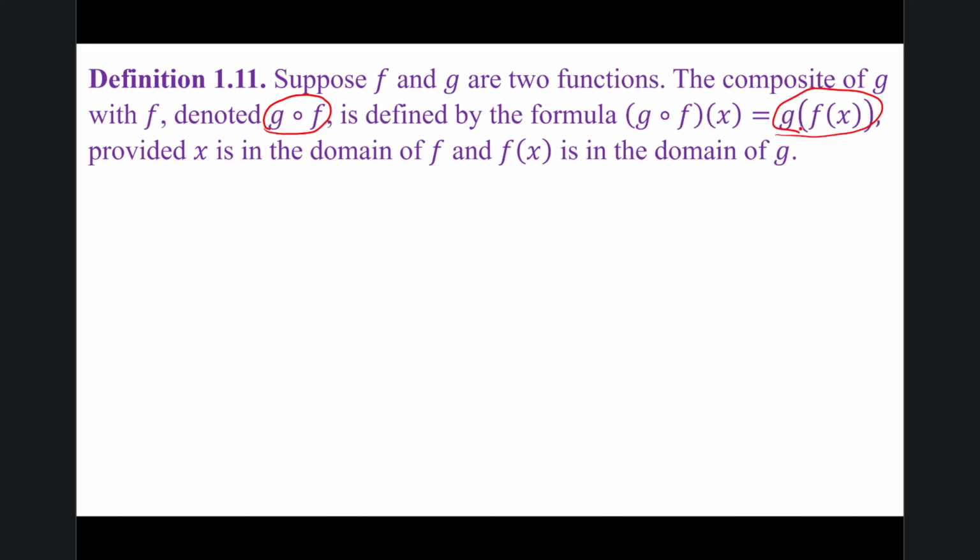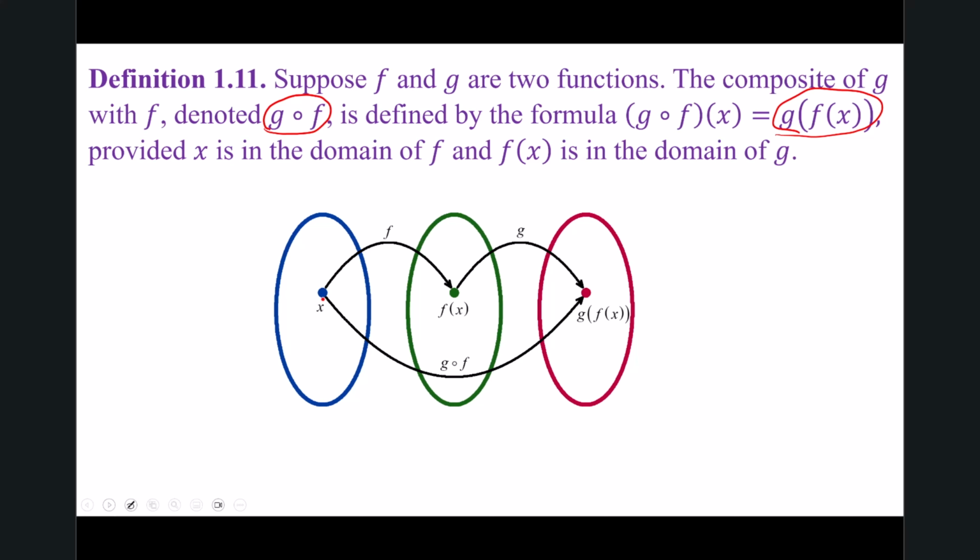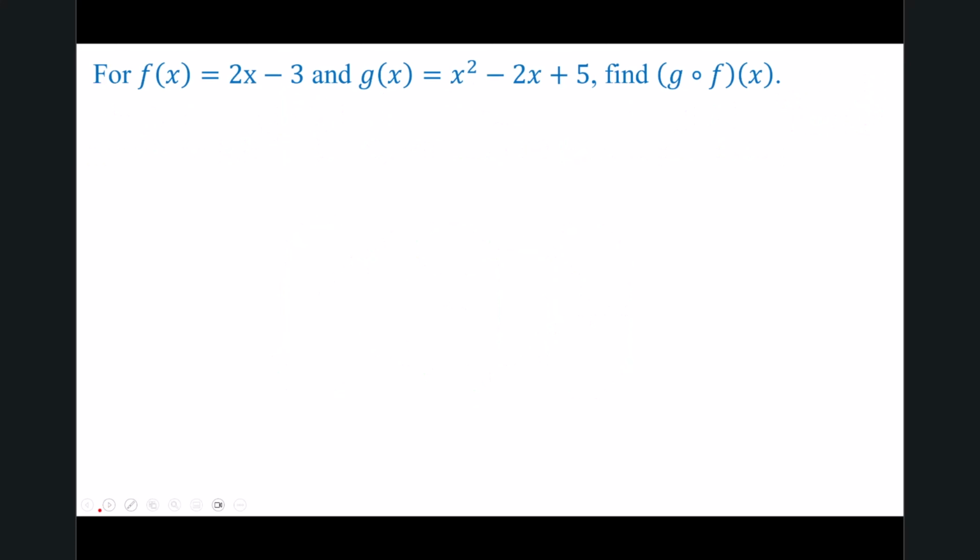So what does this mean to have g of f of x? If we first start with x, we evaluate the inside function first. So we would find f of x, and then whatever we get for f of x, we would find g of that number, and we end up with g of f of x. So the inside function gets evaluated first.